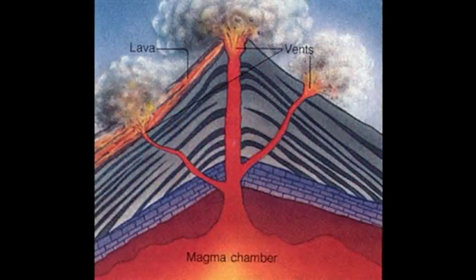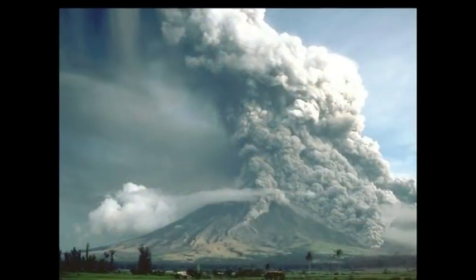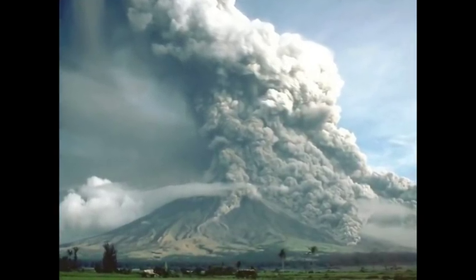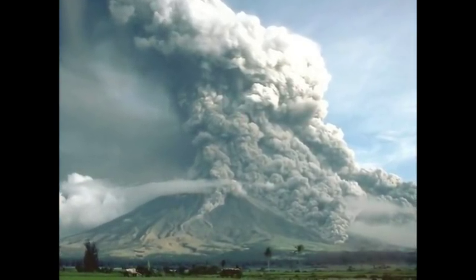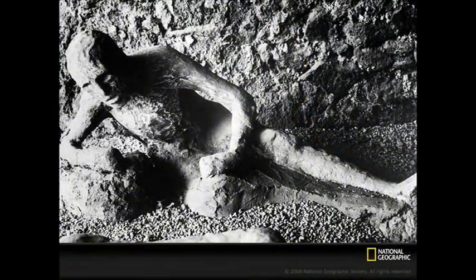There are different types of eruptions. One of the most dangerous is called a pyroclastic flow, where hot gases, ash, and rock flow down a mountainside at hundreds of miles per hour. It was a pyroclastic flow that killed thousands of people at Pompeii in 79 AD.